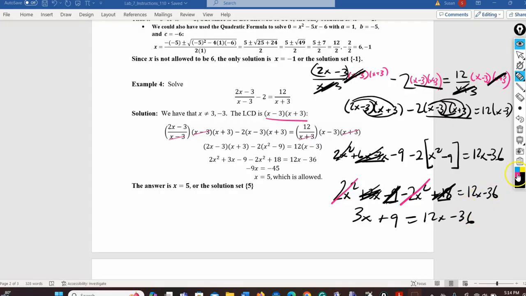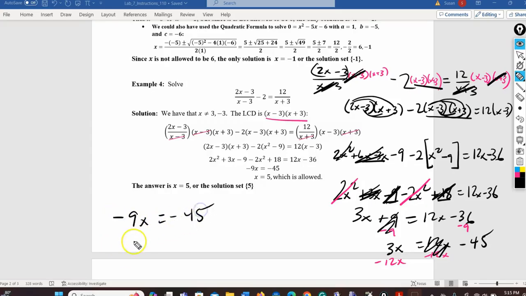Okay, now if I subtract 9 from both sides, I'm going to have 3x is equal to 12x minus 45. And then if I subtract 12x from both sides, I'm going to have 3x minus 12x, which is -9x, is equal to -45. So now divide both sides by -9, and the negative signs cancel, and 45 divided by 9 is 5.